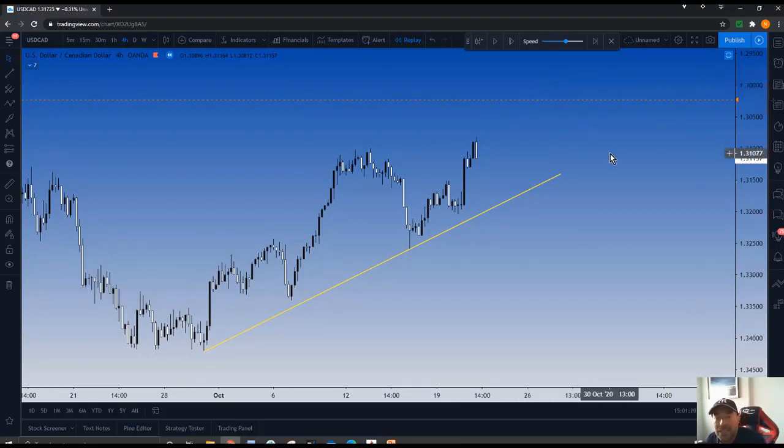So that was your really quick back to basics lesson on trend line support and resistance, and how to draw trend lines as well.